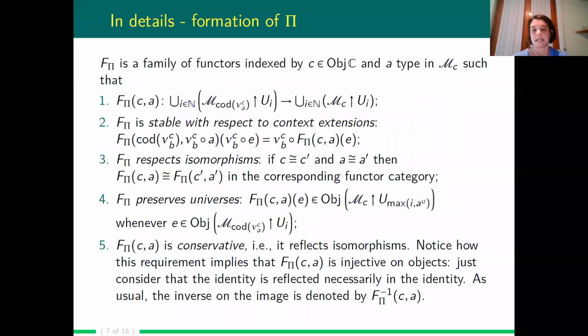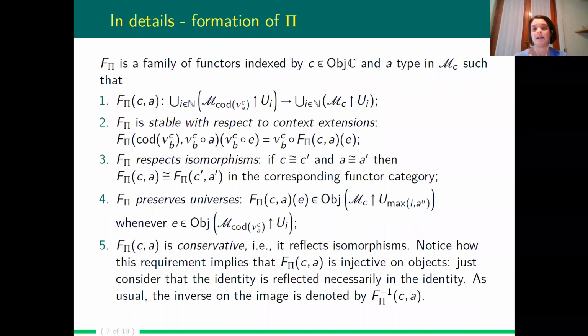This is an example of the rules to interpret the formation of the dependent product. So this is what we require of the functor F_pi. It is a family of functors indexed by an object which interprets the context and another object which is the domain of the dependent product. We require that it goes from a subcategory of the slice category over the extended context into a subcategory of the slice category of the smaller context. Then we require that it is stable with respect to context extensions, that it respects isomorphisms, and that it preserves universes. You can read the detailed requirements on the slide.